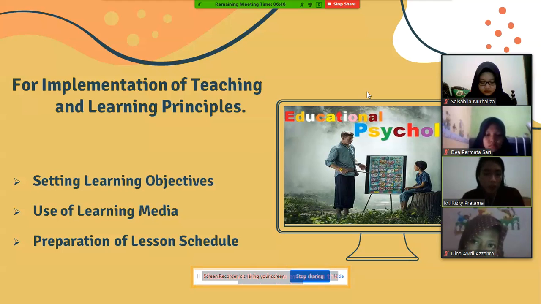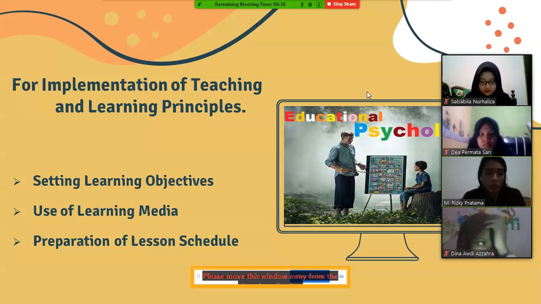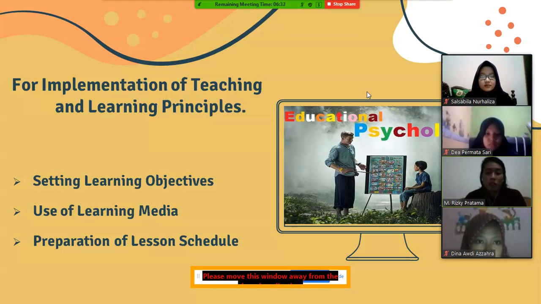The second one is the use of learning media. Teacher can do planning provided with learning media to be used. For example, the use of audiovisual media such as a projector. So the learners can get the real picture of the material that is being studied.